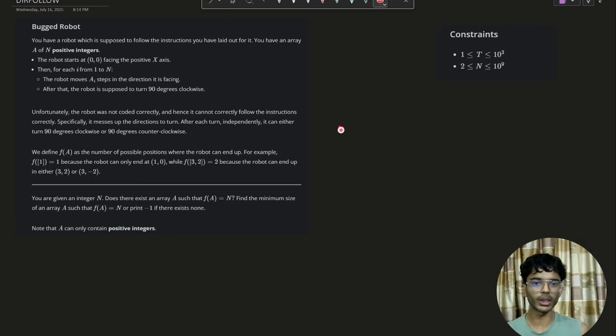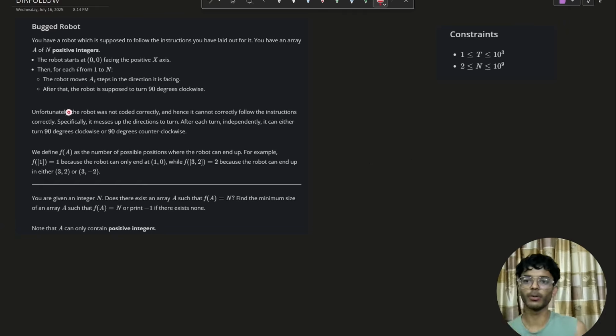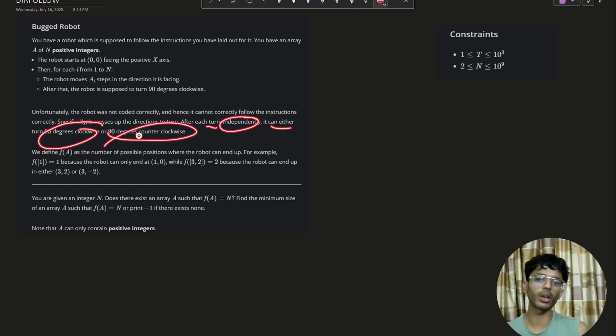So initially, the robot is supposed to go A1 steps in this direction and turn towards the right, then go A2 steps in this direction and turn, and then go A3 steps in this direction and turn 90 degrees clockwise, right? But unfortunately, the robot was not coded correctly, and hence it cannot follow the instructions correctly. Specifically, it messes up the direction to turn. After each turn, independently, it can either turn 90 degrees clockwise or counterclockwise.